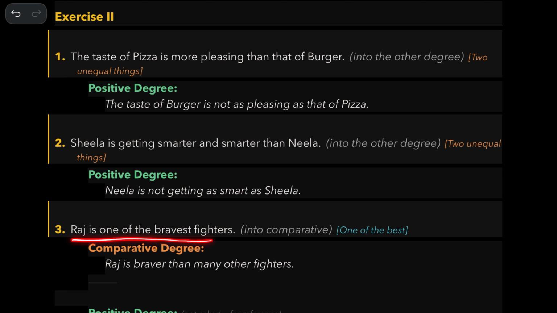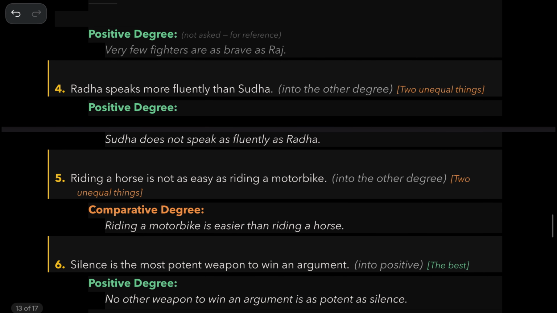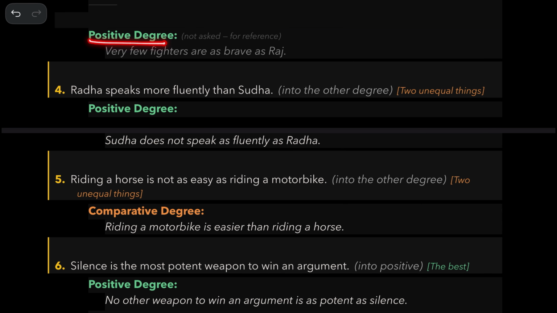Raj is one of the bravest fighters, and this is the correct answer because it belongs to the second pattern, one of the best. Two answers are possible, and you are clearly told what answer you need to write. Bravest is superlative, and you are asked to use comparative, which is braver. Raju is braver than many other fighters. Positive degree, just for reference: very few fighters are as brave as Raj.